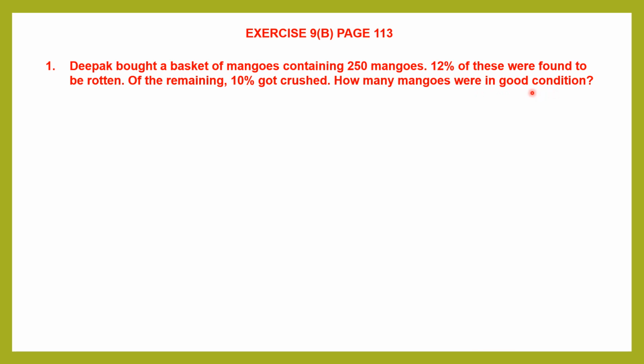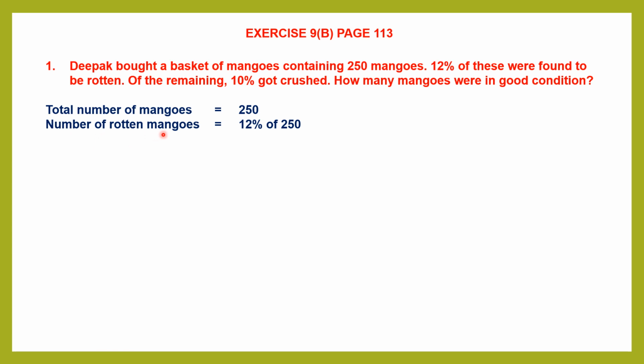So let's begin. Total number of mangoes is given to us, 250 mangoes. This is there in the question itself. Now, number of rotten mangoes, 12%. 12% of these means 12% of 250. So we are going to find out how much 12% of 250 is. So how do we do that? 12% means 12 by 100. Of means into, and we multiply 250.